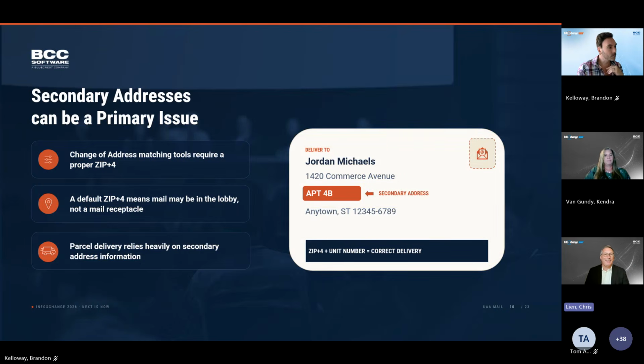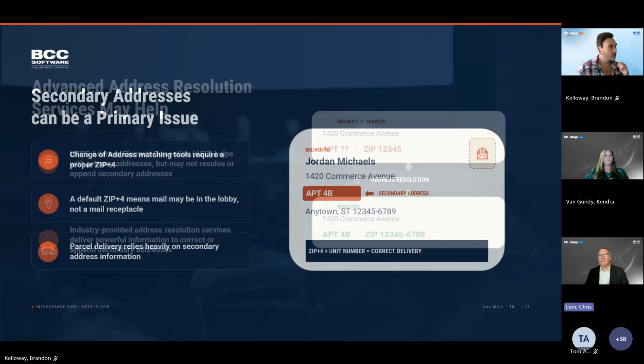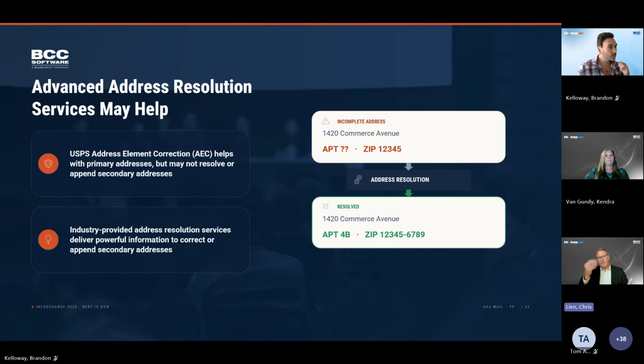And that's exactly what I just said. The secondary address is now the primary problem with it. And as we look at what the potential, it could be that they're in apartment 4B, right? Now, to do that, we need to use non-postal data. And that's where we get into an address resolution service. And I think we've got a slide here coming up that talks a little bit more about that.